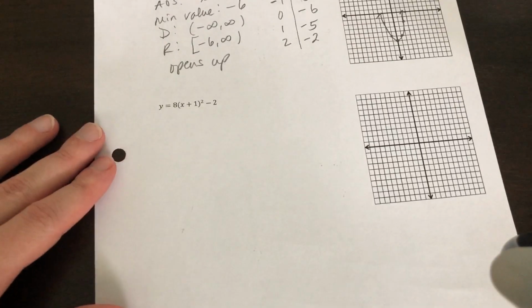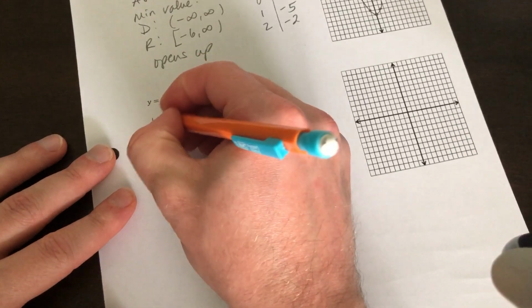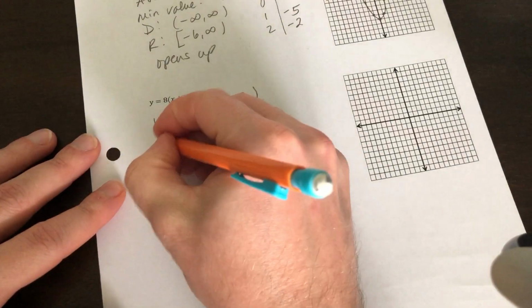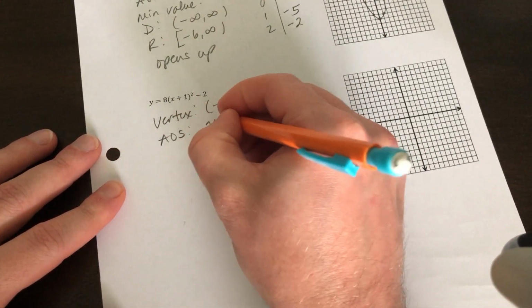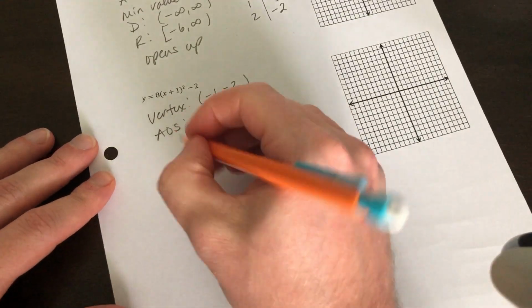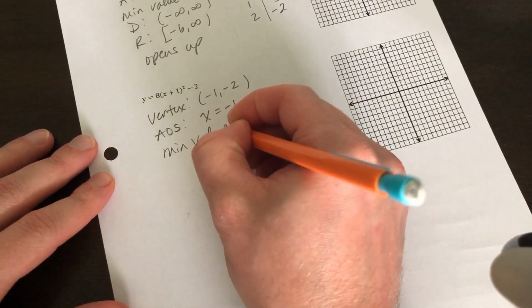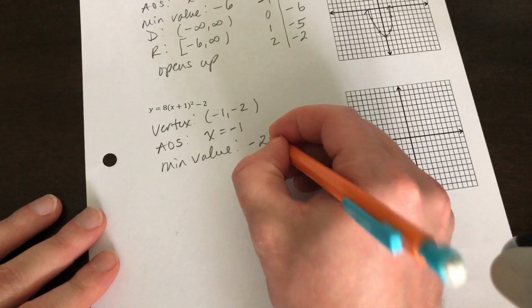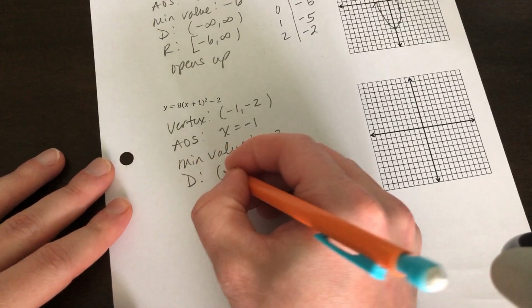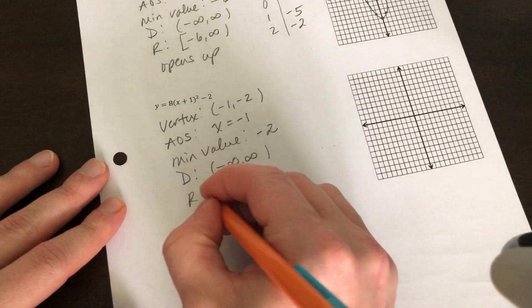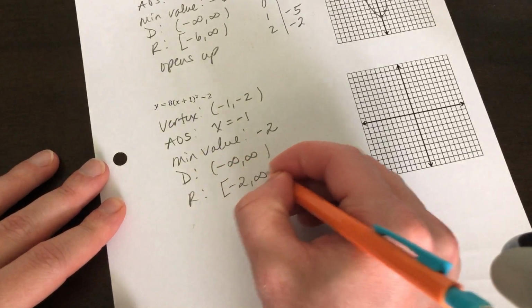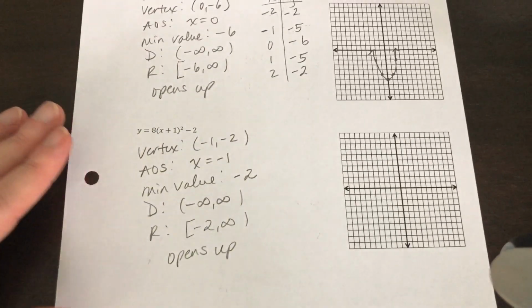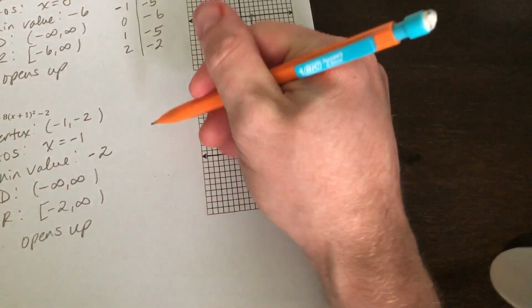Okay. Next one, we don't have to complete the square. Your vertex is the point (-1, -2). Your axis of symmetry, the x-coordinate, is x = -1. This is going to be a min value because it opens up, so your min value is going to be -2. Your domain is going to be -infinity to +infinity. Your range is going to be -2 to infinity, and it opens up. Okay, so this is going to be a super thin graph because of the 8 in front.